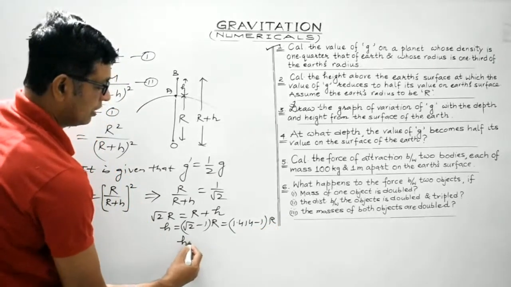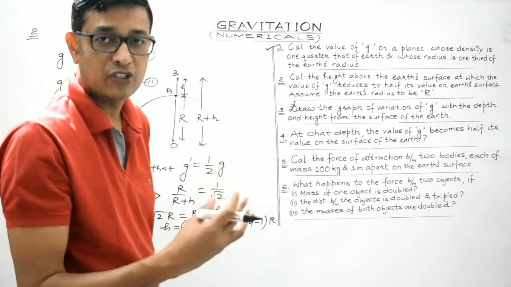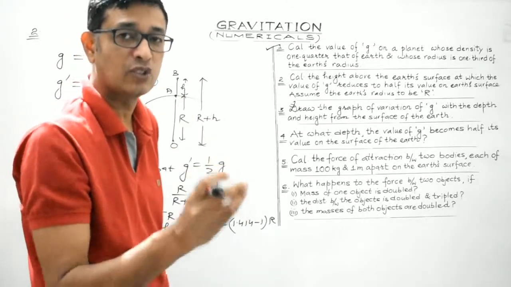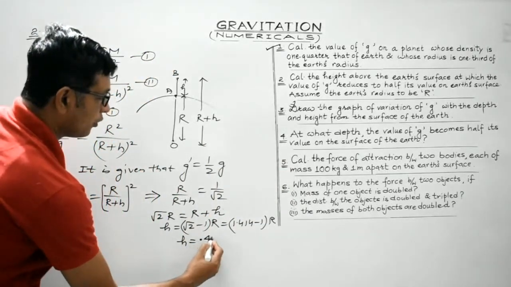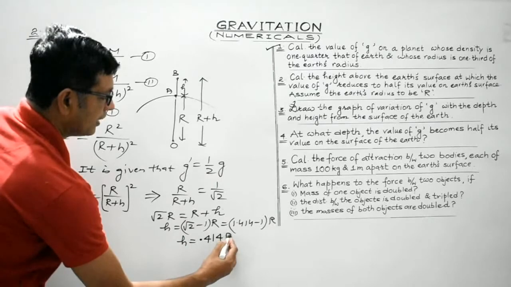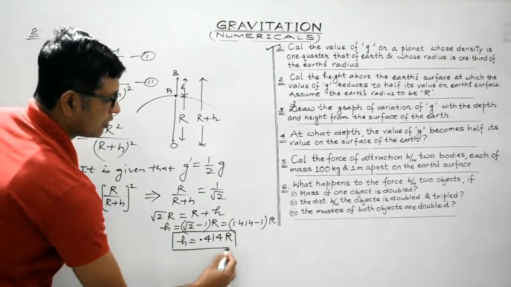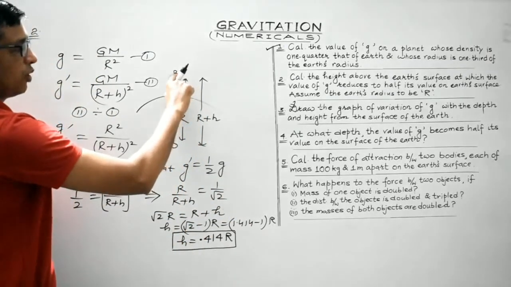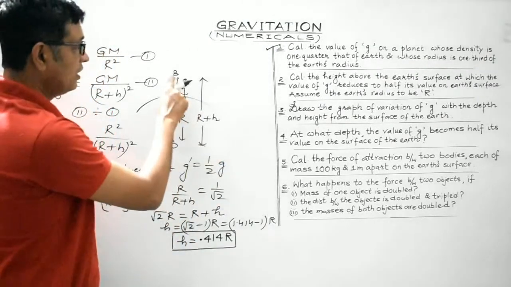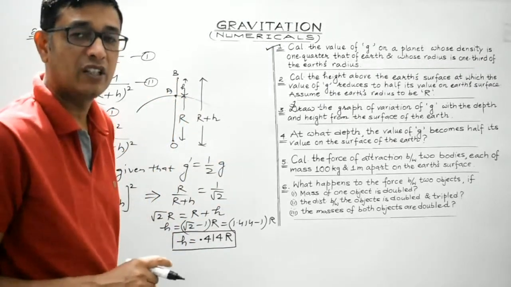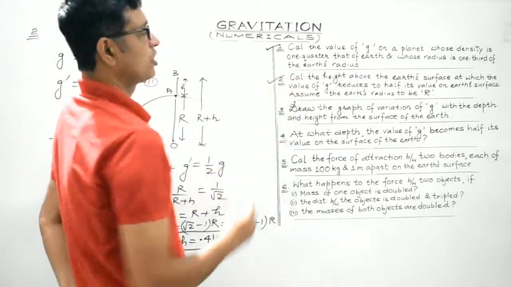So students, the height of the observation point above the earth's surface at which the value of acceleration due to gravity reduces to half its value on the earth's surface is 0.414 of the radius of the earth. So this is the answer. Or this height is 41.4% of the earth's radius. So at this point, the value of acceleration due to gravity will reduce to half. Right? So we are over with question number 2 as well.